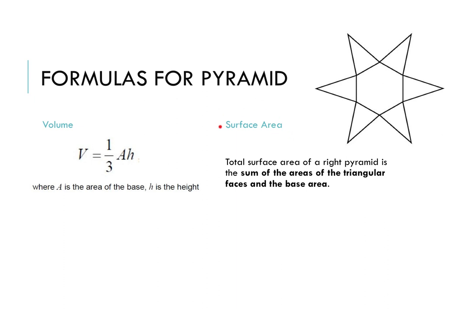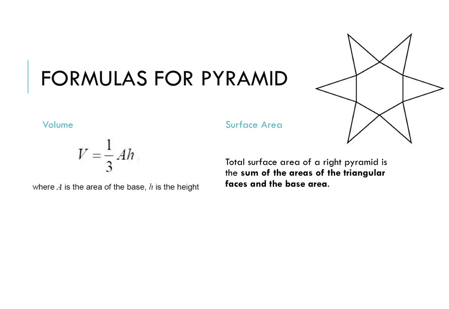There's not a specific formula for surface area of a pyramid, so it's going to be important that we realize that we have to do the area of the base and then add all the identical triangles in order to find this total surface area. As for the volume of a pyramid, the volume formula is given to you in the formula booklet.